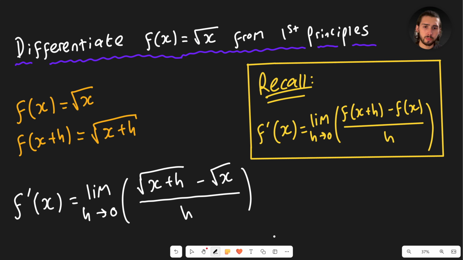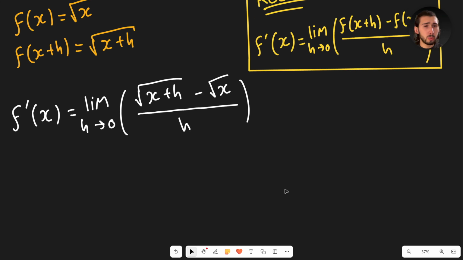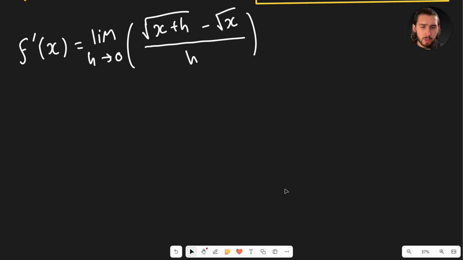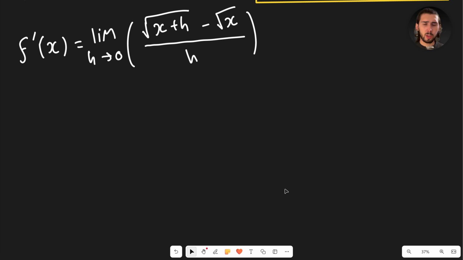Okay, lovely. Now, what can we do from here? It's not very obvious, okay? Now, some people could also make the mistake of thinking that perhaps you can rewrite the square root of x plus h as the square root of x plus the square root of h, but no, you cannot do that. Does not work.